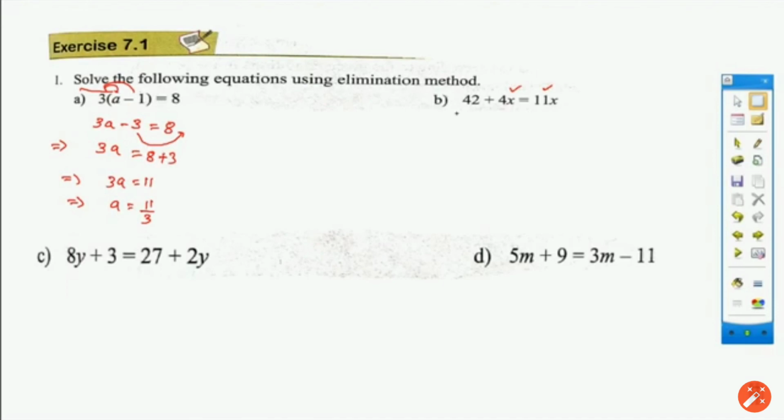Similarly, we can solve the next question. 42 plus 4x is equal to 11x. So it is 42 is equal to 11x minus 4x. This implies 42 is equal to 7x. This implies 7x is equal to 42, we can write, and x is equal to 42 by 7 is equal to 6.